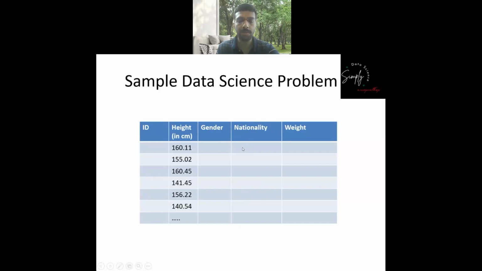Suppose tomorrow somebody tells me that people from Russia are taller than people from India, then I need to answer that query also. Then somebody may say, okay, there is some correlation between height and weight: tall people tend to have more weight or less weight. So things like that, I need to have multiple pieces of information in my data set. For that, I may need different kinds of inputs. So once I define all my requirements, I can collect the data.